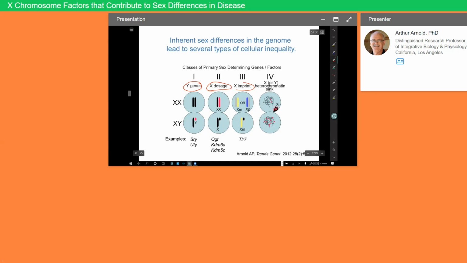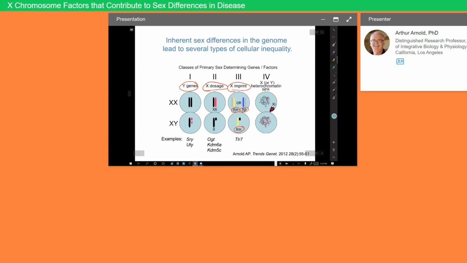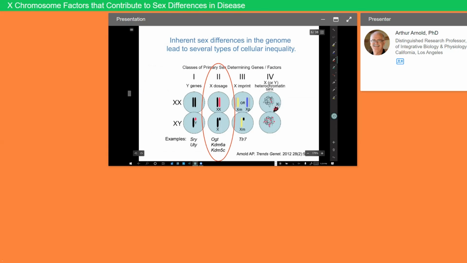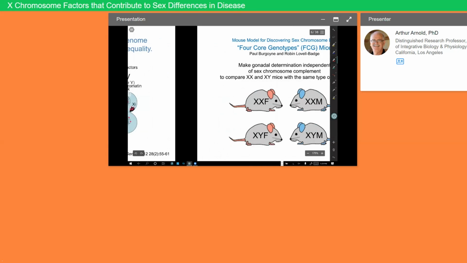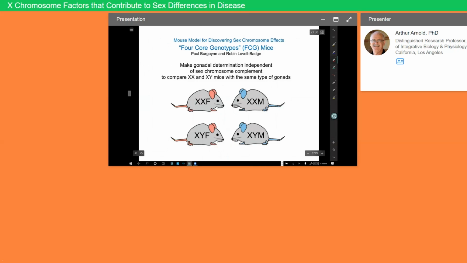A third class that we'll mention in passing is that the parental imprint on X genes differs in XX and XY cells, because XX cells receive both a maternal and a paternal imprint, but XY cells only receive a maternal imprint. And I won't mention for this talk any other classes of sex difference. So today we're going to emphasize this X dosage difference, that some X genes are expressed higher in XX than in XY cells.